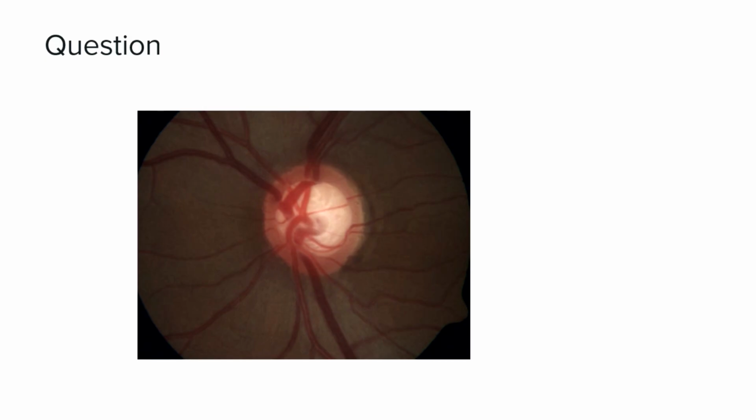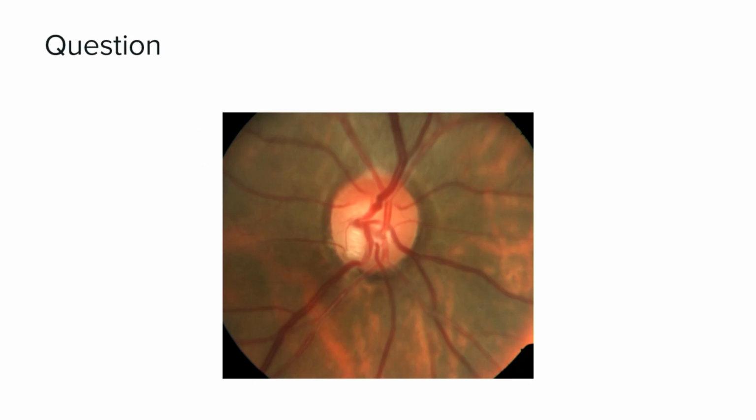Yeah, I just wanted to say that even if the ISNT rule is followed, the inferior rim is more than the superior. In early thinning, it will thin a little, but it will still remain thicker than the superior. So if you see progressive thinning, it may still be thicker than the superior, but if it is progressively thinning, then it is glaucoma. So don't stick to the ISNT rule that much. Moving on to the next question. Next person.